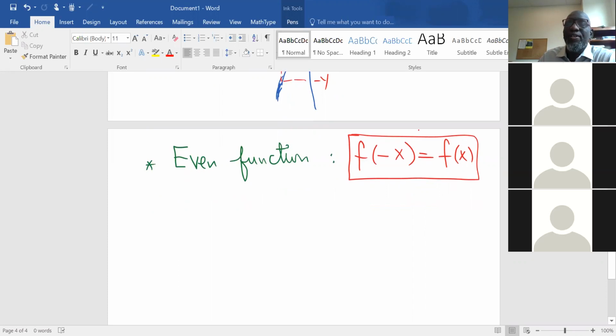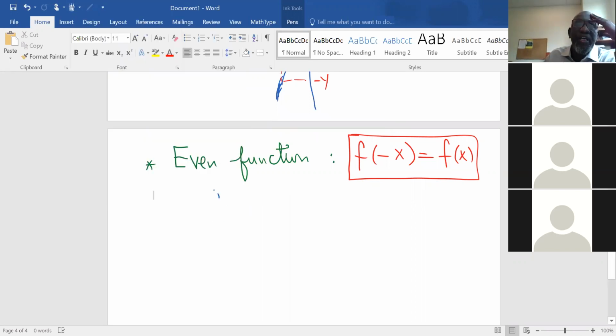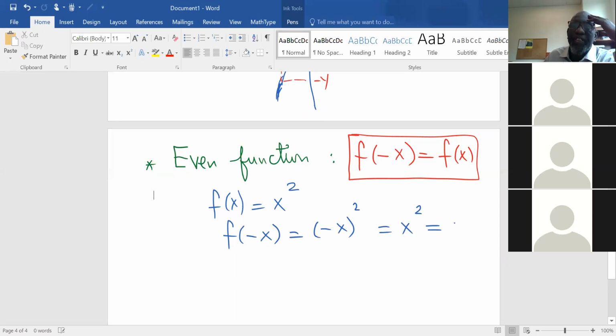You see, this is what you call an even function. For instance, f of x equals x squared. Why is this function even? Because when you plug in negative x, f of negative x is negative x squared, which is x squared, which is exactly f of x. So when you plug in a negative number or a positive number, you get the same answer.